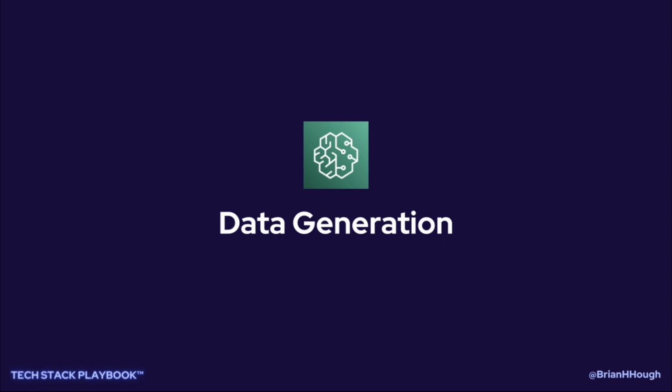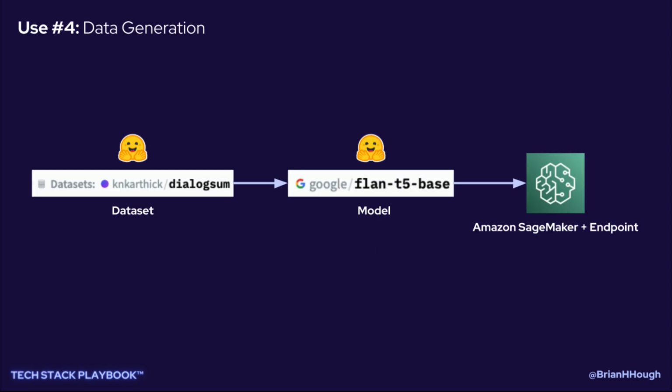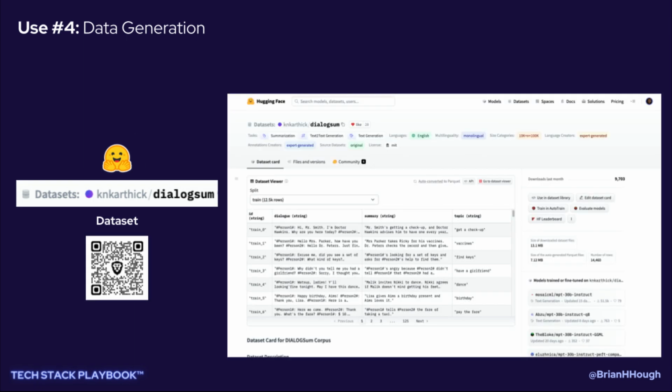Now data generation. This is also in this workshop that I'll link later. This was really cool because I hadn't done this before. So this was taking a data set from Hugging Face, using a model also from Hugging Face, and then putting that into SageMaker and then adding an endpoint so that we could do something with it. So there was this dialogue sum data set, the Google Flan T5 base model, and then SageMaker. We already know what SageMaker is, but it was creating an endpoint to then work from that.